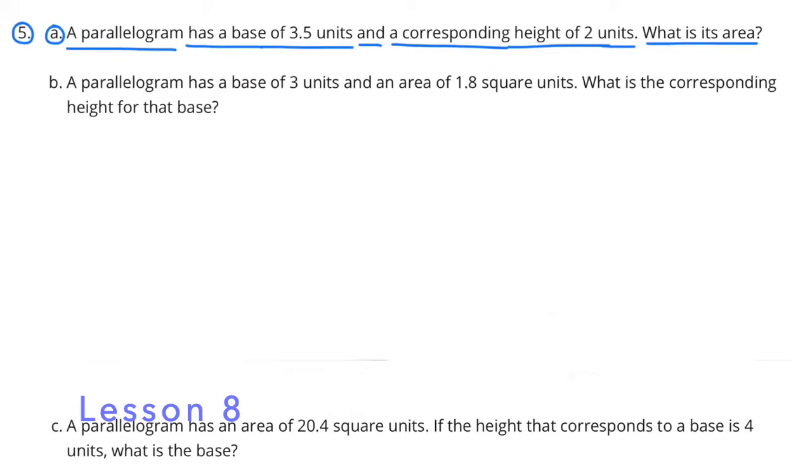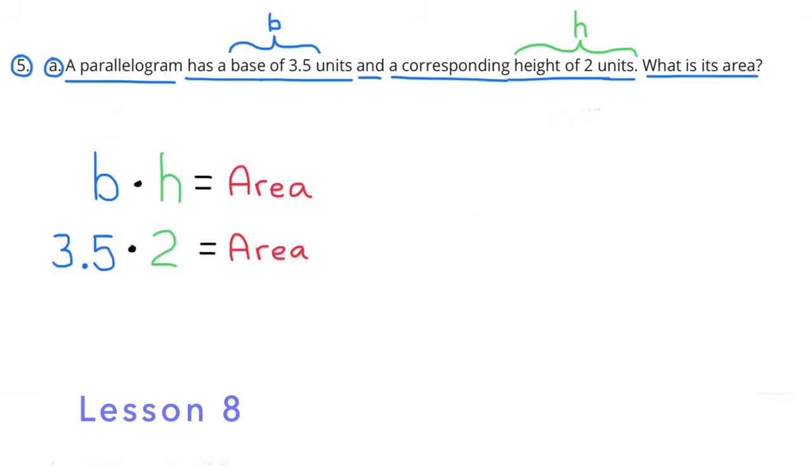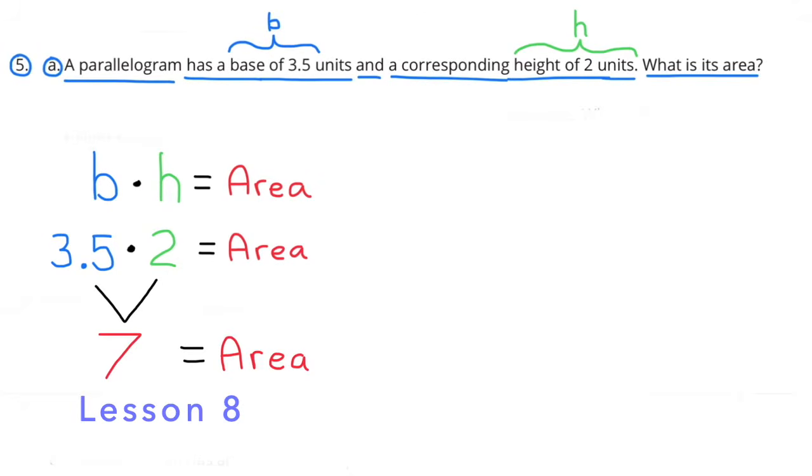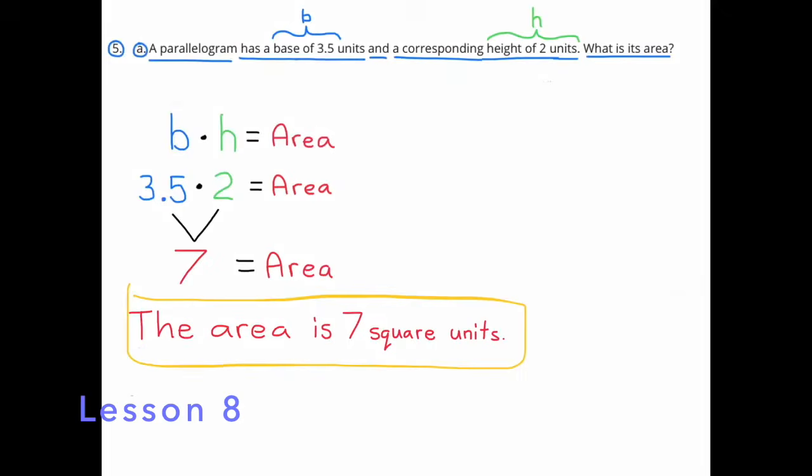Number 5. A. A parallelogram has a base of 3 5/10 units and a corresponding height of 2 units. What is its area? Again, to find the area, we need to multiply the base times the height. 3 5/10 times 2 will equal the area. 3 5/10 times 2 is 7. So the area would be 7 square units.